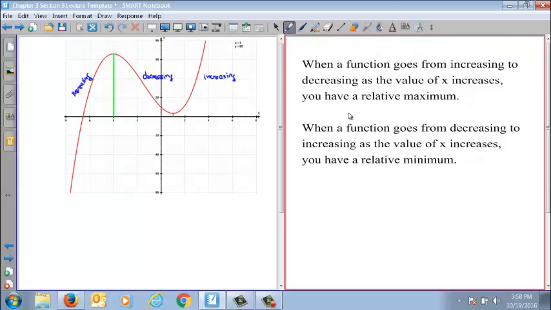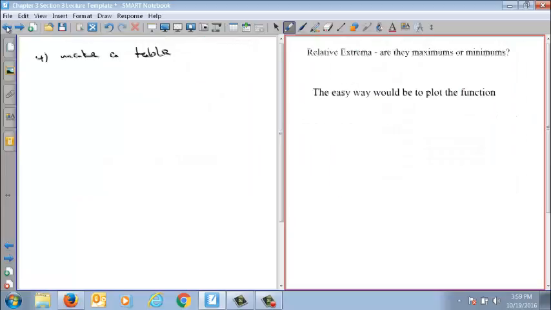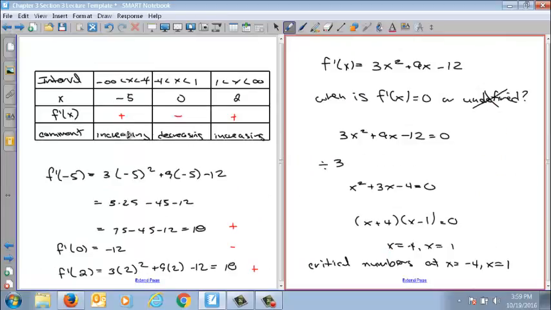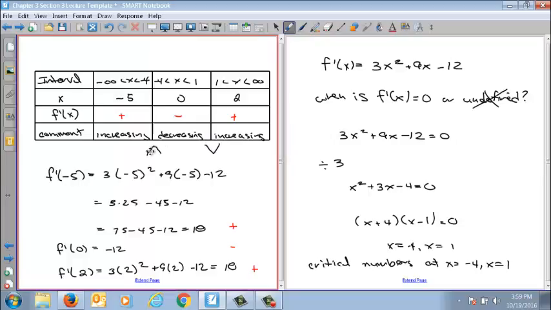So those are the first derivative tests. When a function goes from increasing to decreasing, you have a relative maximum. When a function goes from decreasing to increasing, you have a relative minimum. That's the first derivative test. And so we could go back to the previous problem, and we can see we're going from increasing to decreasing. Therefore, at x equals negative 4, we have a local maximum. Here we go from decreasing to increasing, and therefore we have a local minimum. You can do that by drawing increasing, decreasing, decreasing, increasing. You see that's a max, that's a minimum. So you can remember it just graphically.